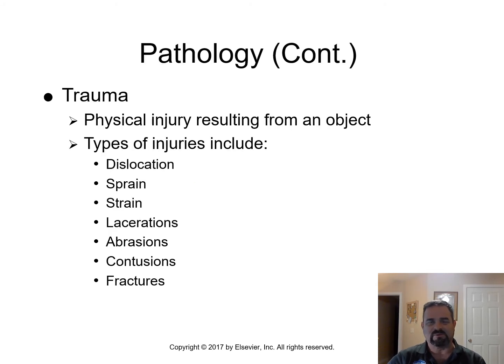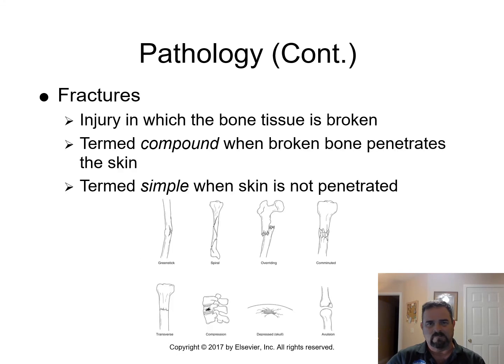Trauma, hey, that's probably one of the number one reasons why we're taking an X-ray. This is a physical injury resulting from an object, and it can be either blunt or penetrating. Types of injuries that we normally see as limited operators are all of these. We're taking a look and we find dislocations, sprains, strains, lacerations, abrasions, contusions, and then ultimately we're trying to get pictures of the fractures.